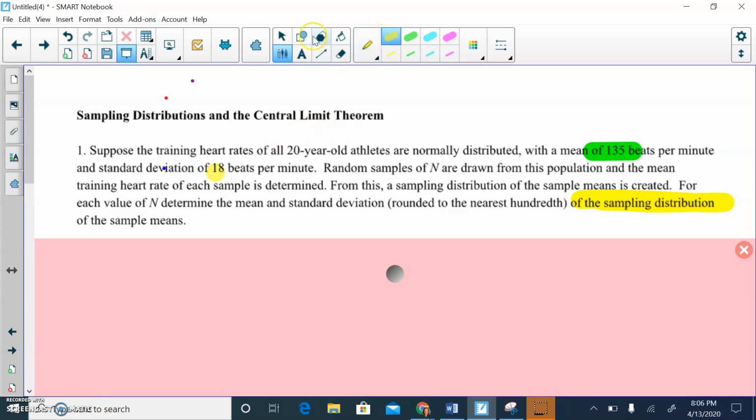Okay, so hopefully you had a chance to do that. If not, you can always go back and pause. So here we are looking at the heart rates of 20-year-old athletes. We know the mean is 135 beats per minute. The standard deviation is 18. And we're looking at the sampling distribution of the sample means. So when you see sampling distribution of sample means, that's what tells us we're going to use sigma over root n to calculate the standard deviation.